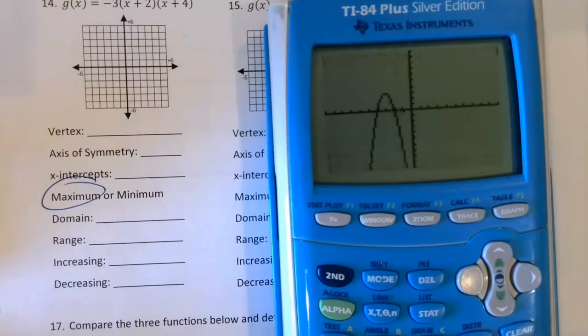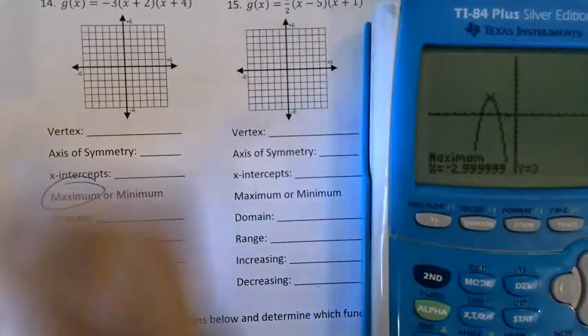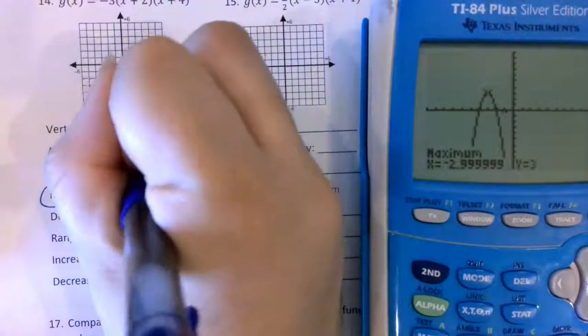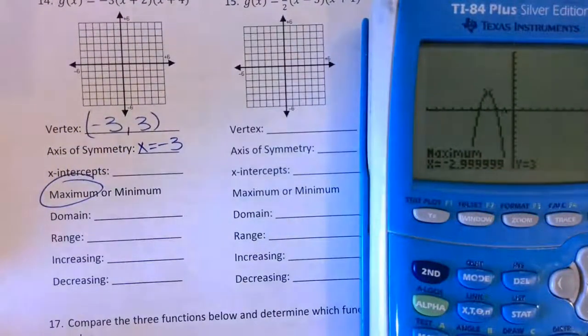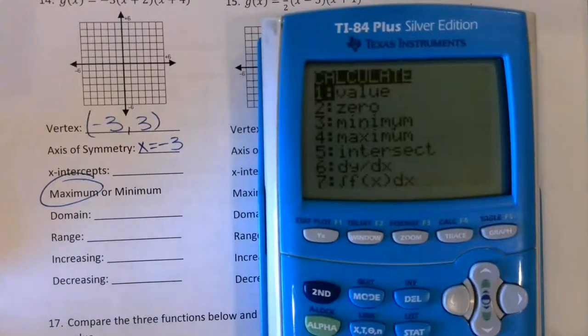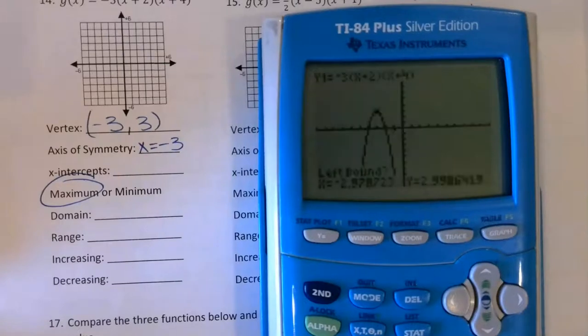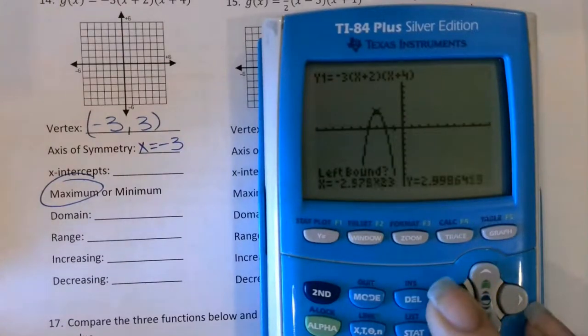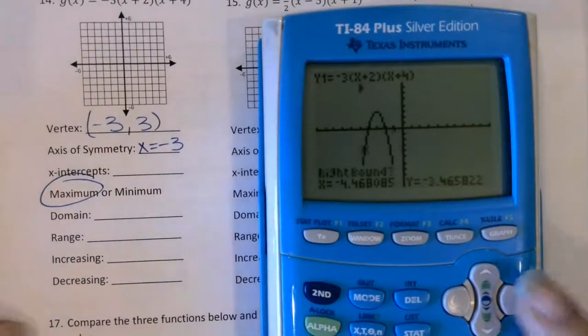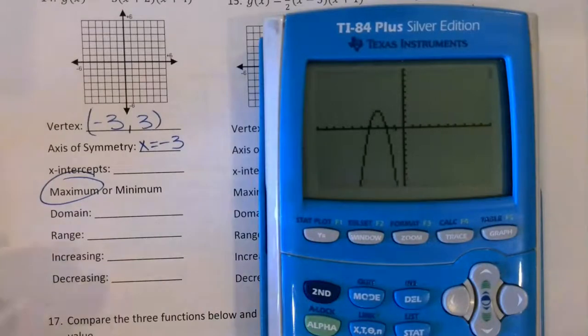I press enter twice. And remember, on the left and right sides, it doesn't matter. It can be anywhere. My maximum here is -3, so my axis of symmetry is x equals -3. This time I'm looking for my x-intercepts where it's crossing the x-axis. I can go second calc. This time I want 0, because remember, zeros are x-intercepts. I move to the left side of the 0, which is right here, and then I move to the right side, press enter, enter again.